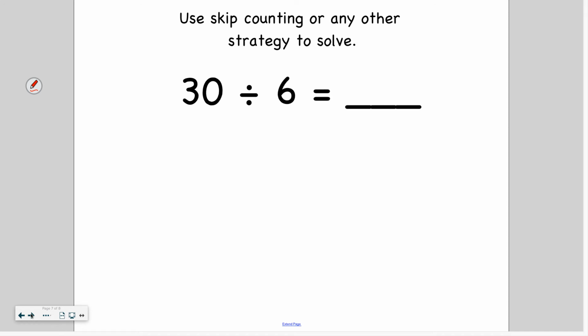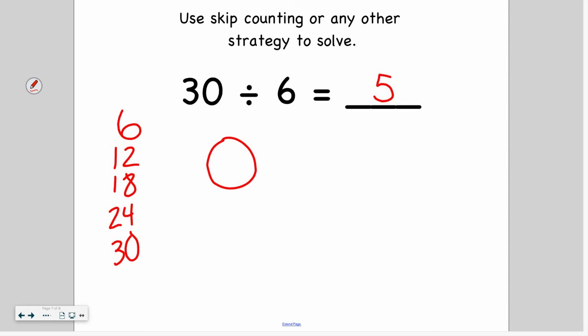All right, welcome back. So I am going to skip count to show you. See if this is what you did as well. I'm going to skip count by 6 until I get to 30 to see how many times I skip counted. Well, 6, 12, 18, 24, 30. So I skip counted 1, 2, 3, 4, 5 times. So 30 divided by 6 is 5.